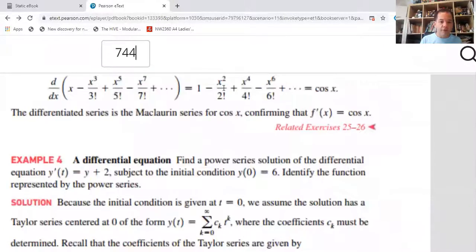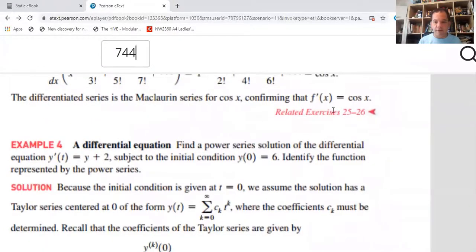Okay, so let's do this example 4 question. It's about a differential equation. So it says, find a power series solution of the differential equation y prime equals y plus 2, subject to the initial condition y of 0 equals 6. And then it says, identify the function represented by the power series.